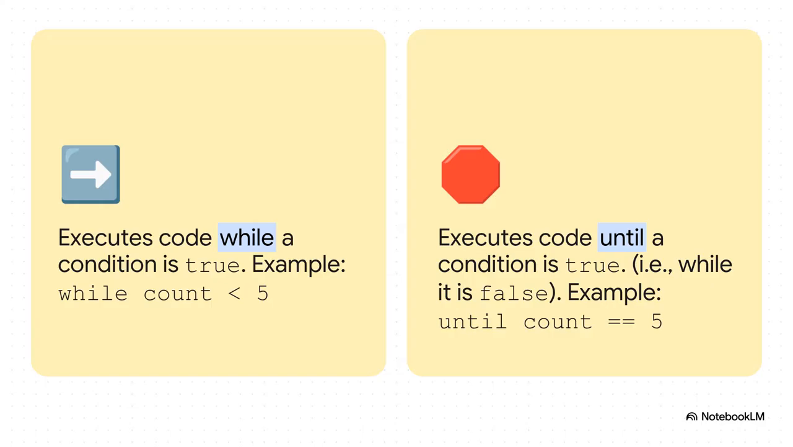When it comes to looping based on a condition, Ruby gives you a couple of cool options. A while loop runs as long as its condition is true. Simple enough. An until loop is the exact opposite. It runs as long as its condition is false. They're really just two sides of the same coin, and it adds to that English-like feel of the language.